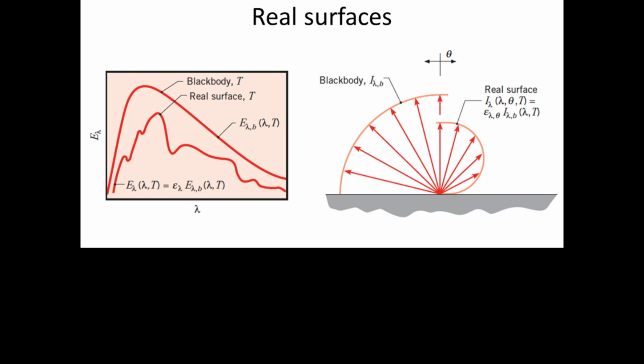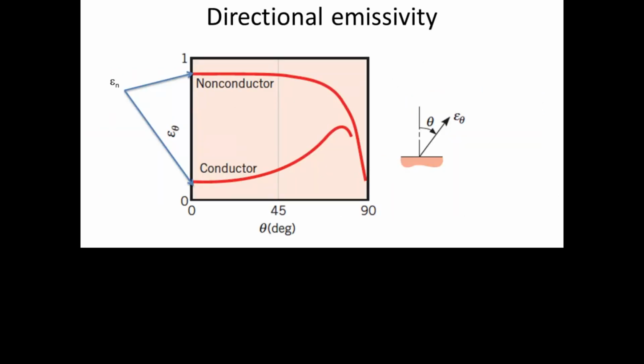There's another thing. A real surface doesn't emit all the way in all directions, right? But a black body does. So when we do our approximations, we're going to say that in reality, things emit in the same way. The black body emits the same in all directions, but we acknowledge that directionality plays a role. So look at this.